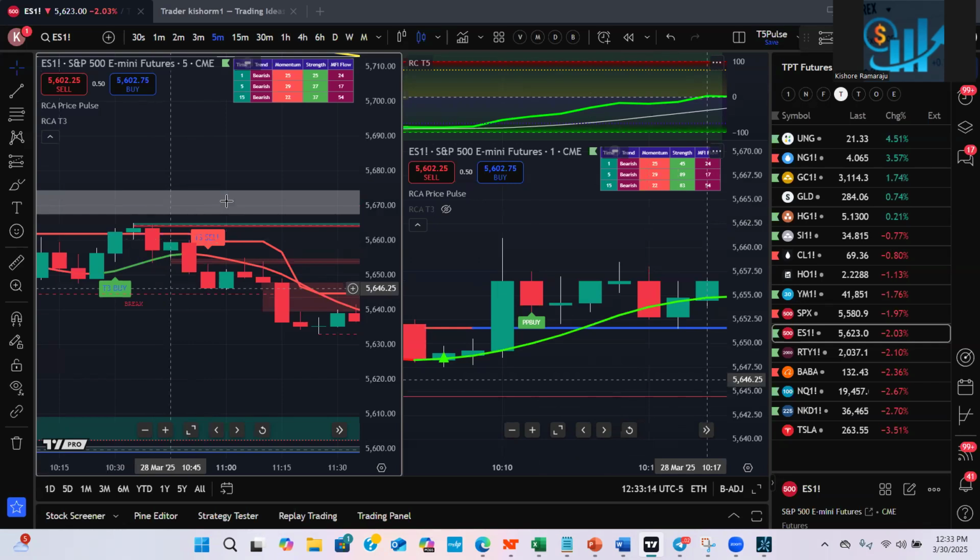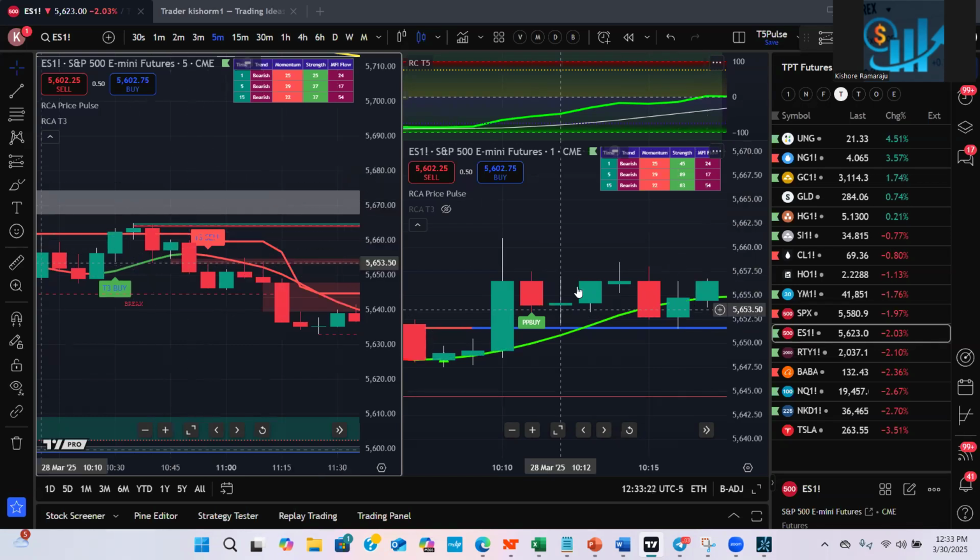So always your higher time frame carries more weightage. Always use the higher time frame for your planning. Use the lower time frame for the execution.